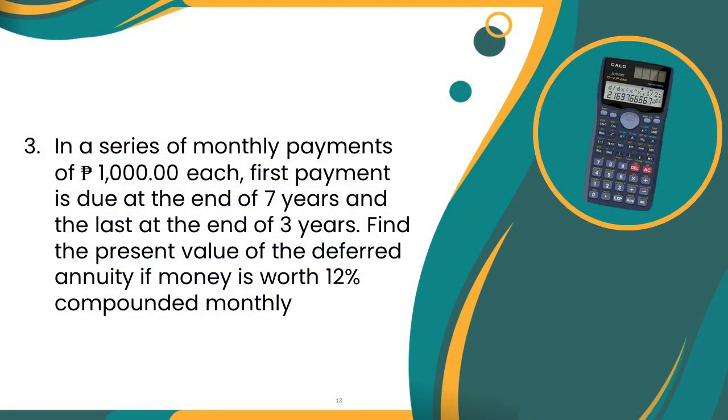Problem number 6. In a series of monthly payments of 1,000 pesos each, first payment is due at the end of 7 years and the last at the end of 3 years. Find the present value of the deferred annuity if money is worth 12% compounded monthly.